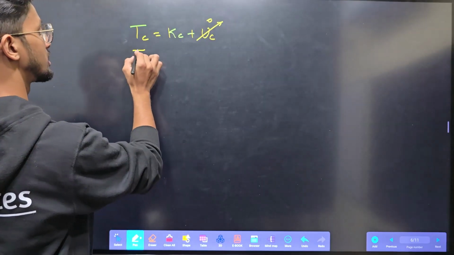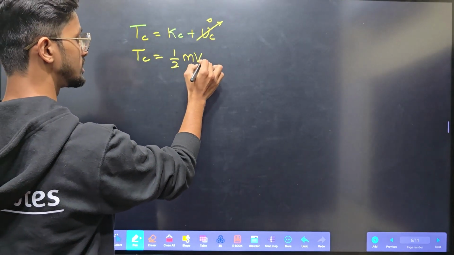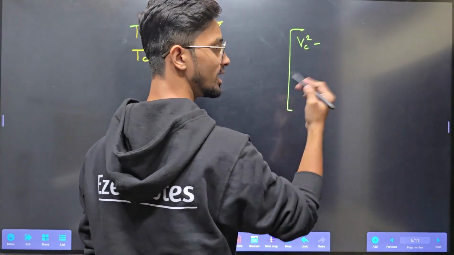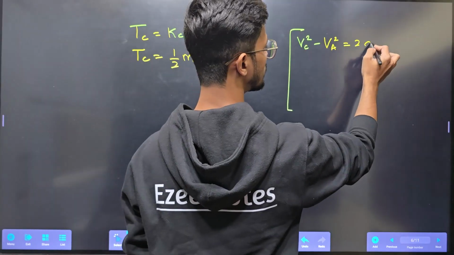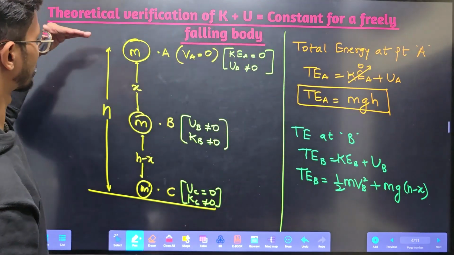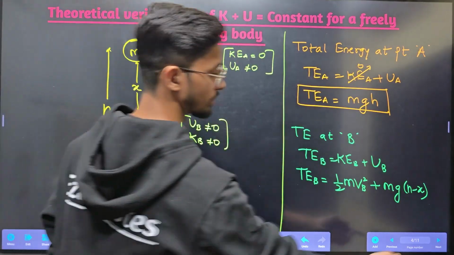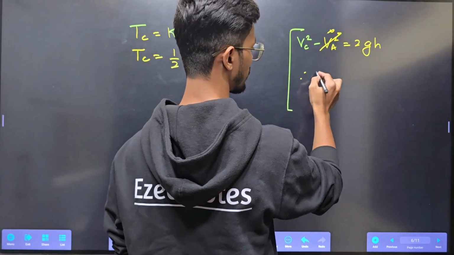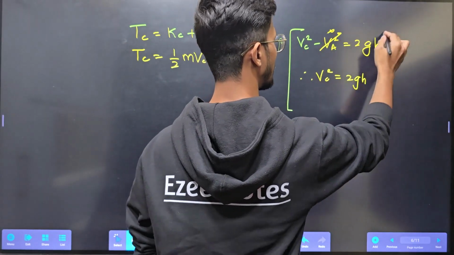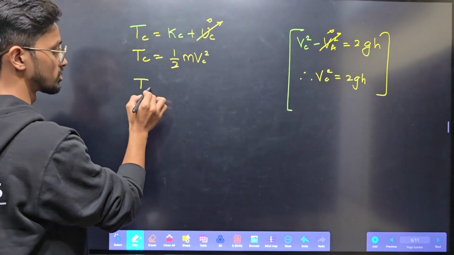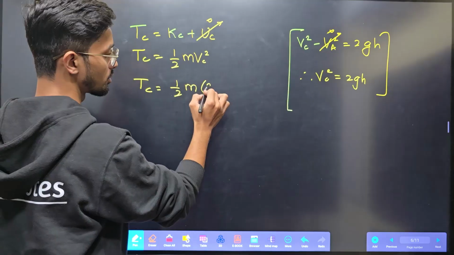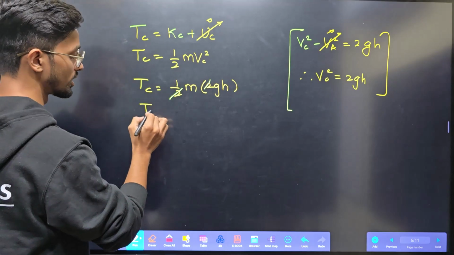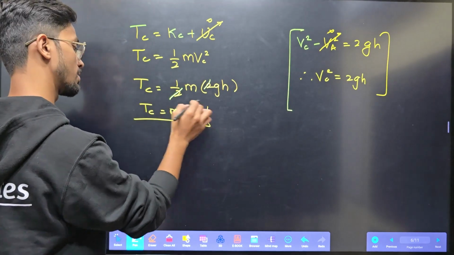So what will be kinetic energy? Total energy at C is equal to half m v_c square. Let us consider again the final point as C, initial point as A. v_c square is equal to 2g into distance from initial to final, from here to here, that is h. But v is 0, therefore v_c square is equal to 2gh. We'll substitute it here. Total energy at C is equal to half m into 2gh, right? 2 and 2 get cancelled, so the remaining total energy at C will be mgh.